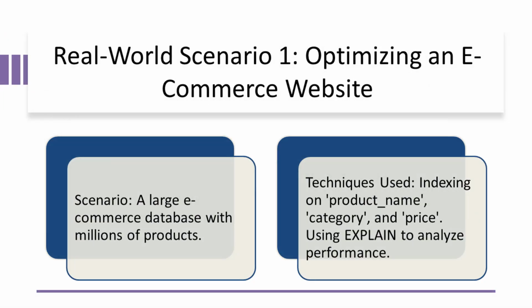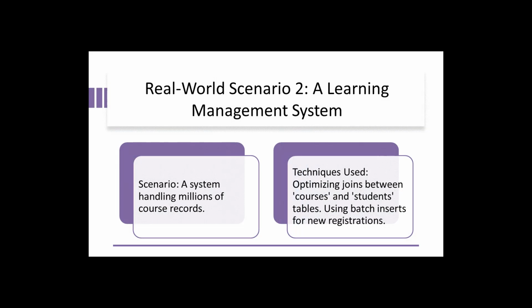Next are some scenarios. Let me give you a real-world scenario of how to optimize an e-commerce website. An e-commerce database often has millions of products, and inefficient queries can slow down product searches. So in this case, indexing columns such as product name, category, and price helps speed up search queries. Additionally, you can use the EXPLAIN statement that I talked about earlier, which helps the development team identify and fix any performance bottlenecks.